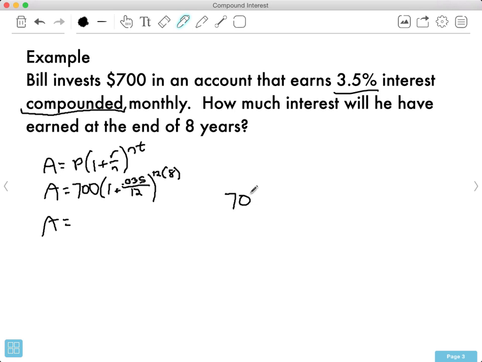You're going to press 700 and then your times key and then a bracket. If you have a scientific calculator, you should have brackets on it. Then a 1 for the 1 here, plus 0.035, divided by 12, end bracket. And then you need to press a button right here that is the to the power of button.